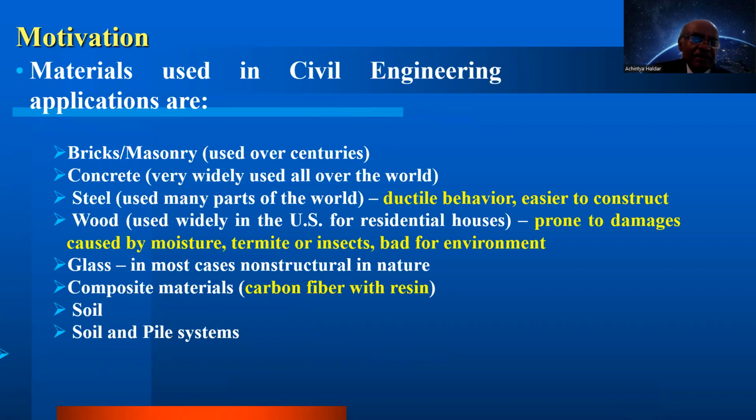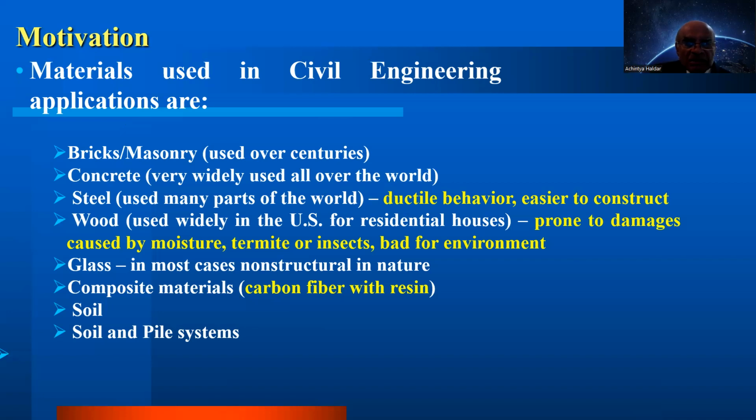Materials used in civil engineering are brick and masonry. They were used over centuries, but not very widely at present. Concrete is used all over the world. Steel, where available, is used. It has many desirable properties, including ductile behavior, yet it is costly to construct. Wood is used mostly in the US for residential building. It is prone to damage by moisture, fire, and termites. Also, since we have to cut down trees, it is bad for the environment.